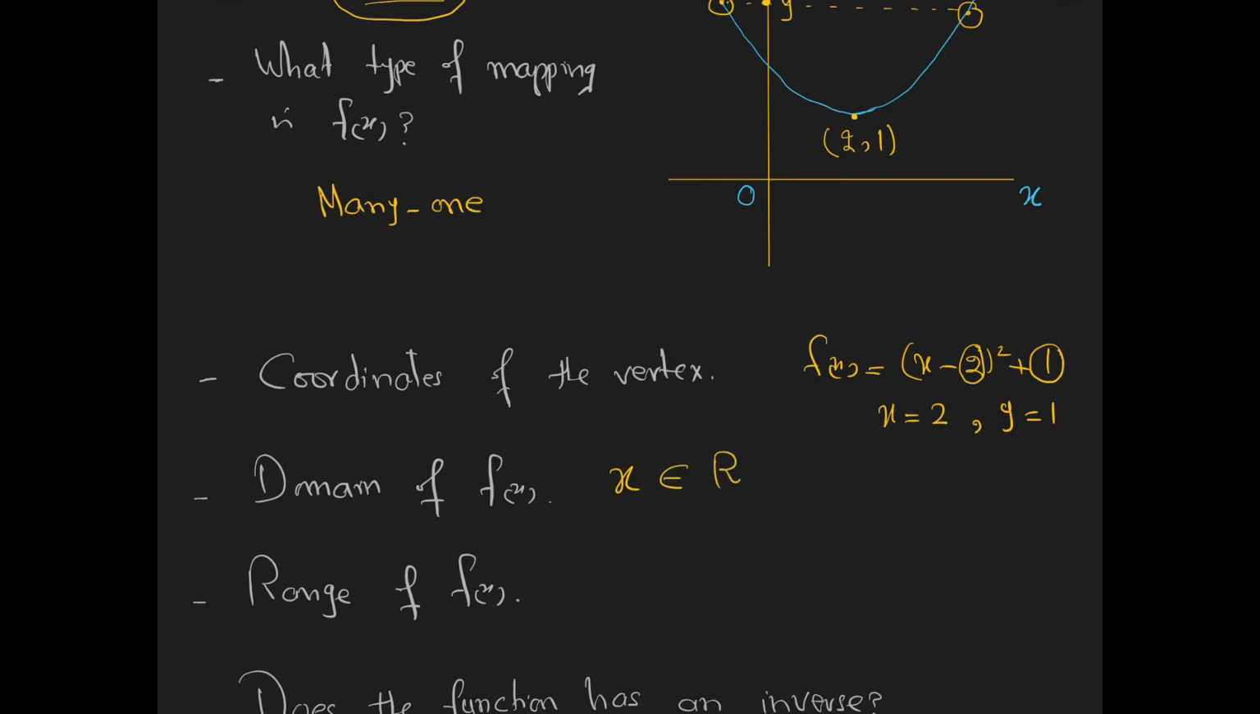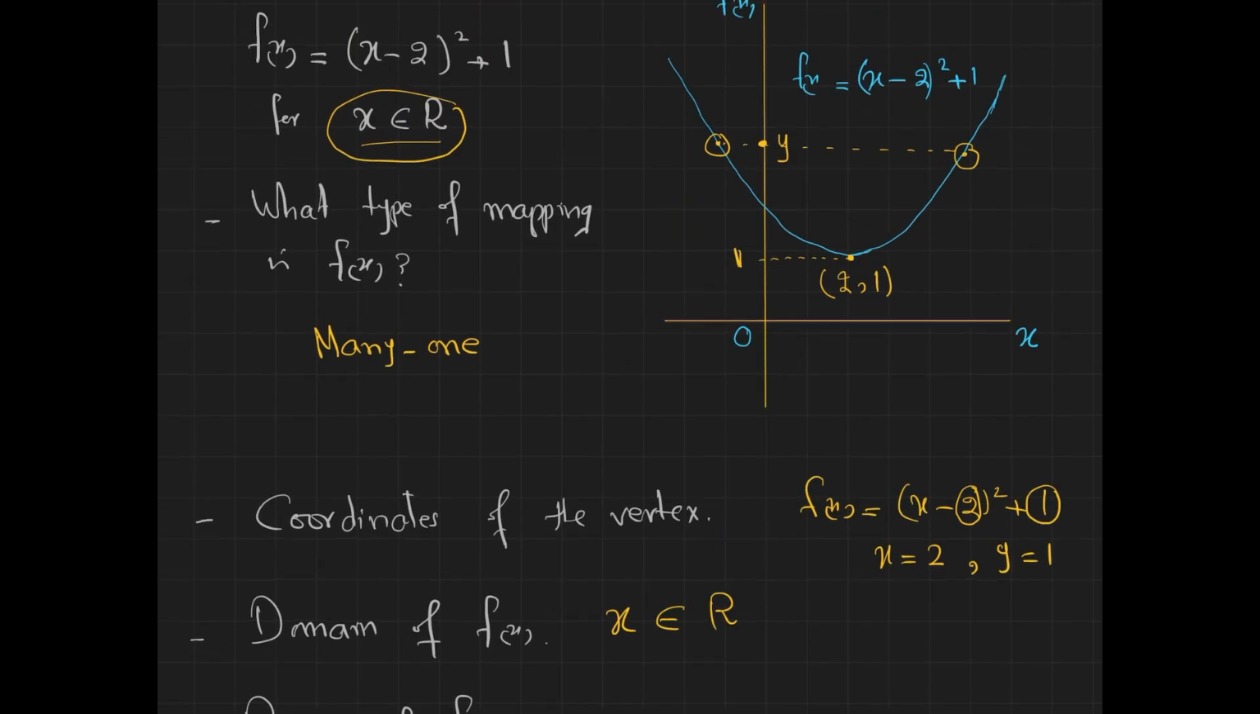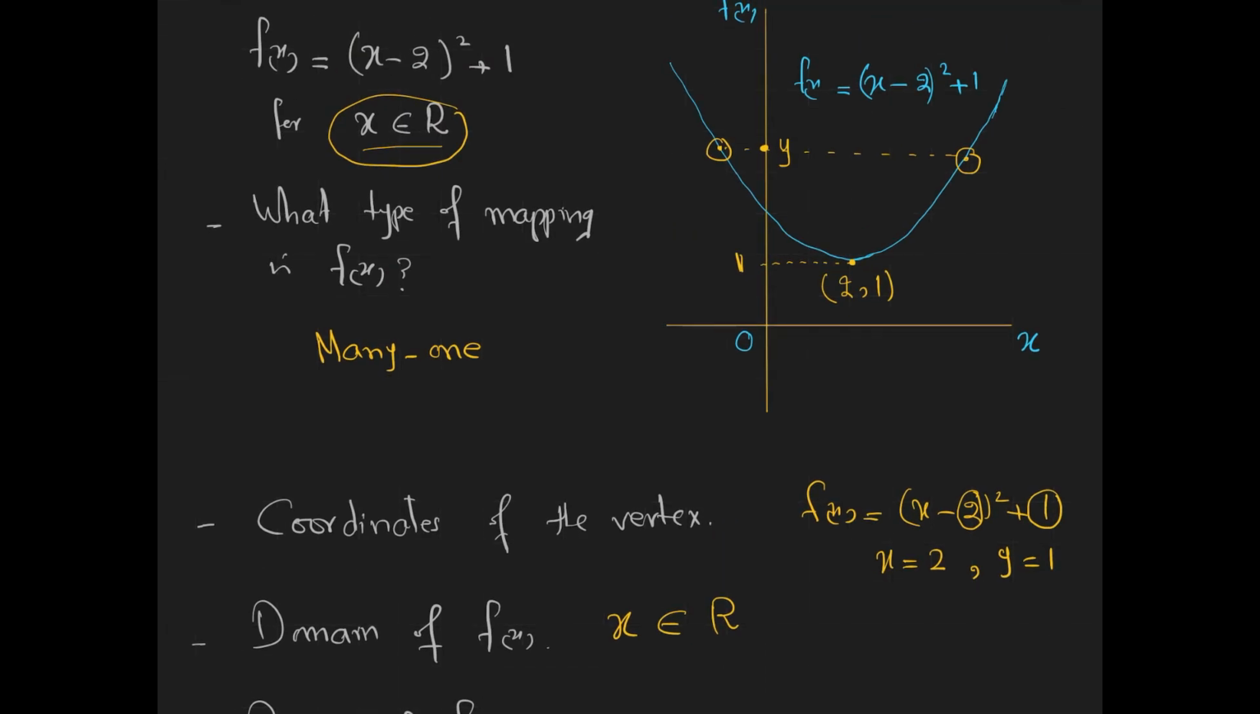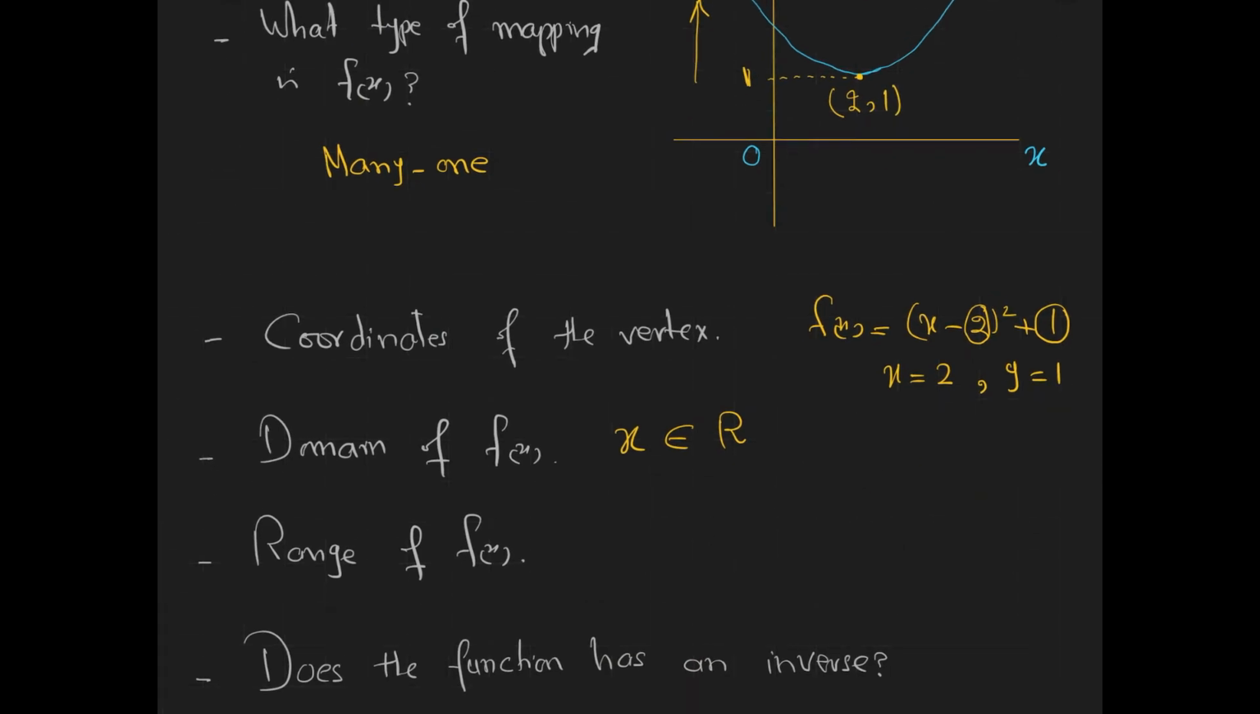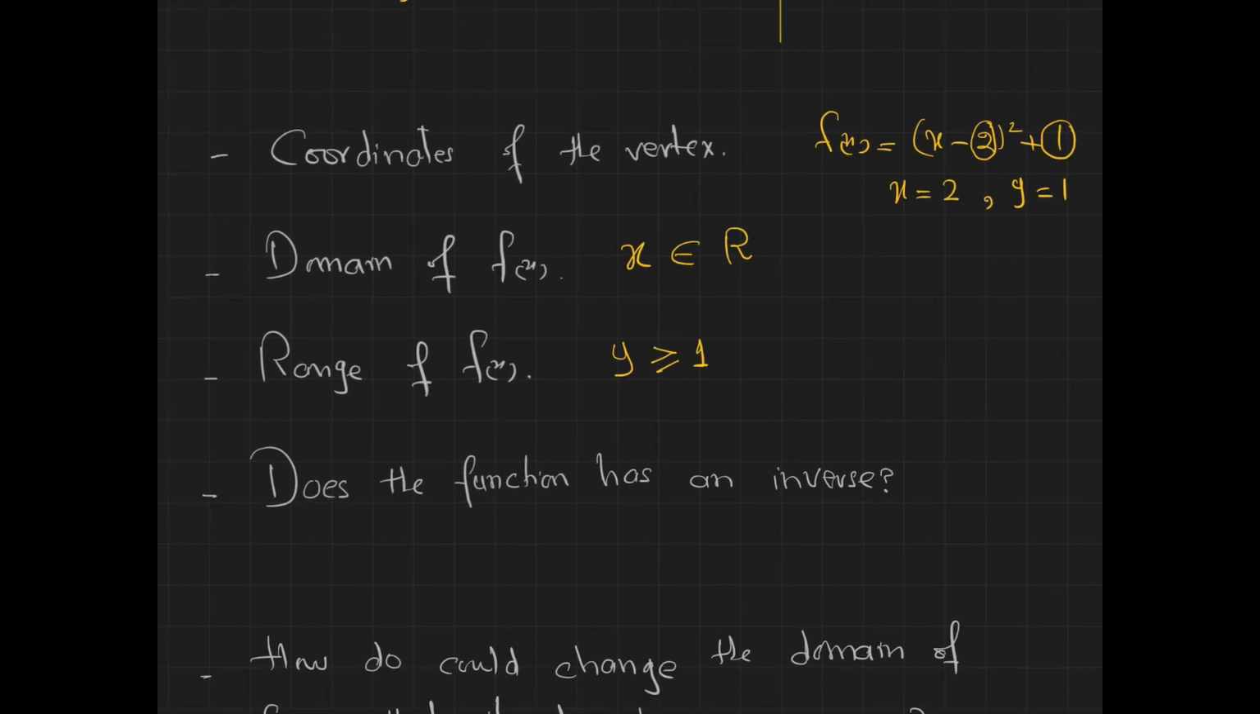And then what is the range of f(x)? Range of f(x) means the y values. So you can see that this vertex is the minimum point and the y value is 1. This is the minimum value, and all the values of y are 1 or more than 1, so the positive y-axis. Therefore the range of f(x) is y is greater than or equal to 1. So this is the range of the function.